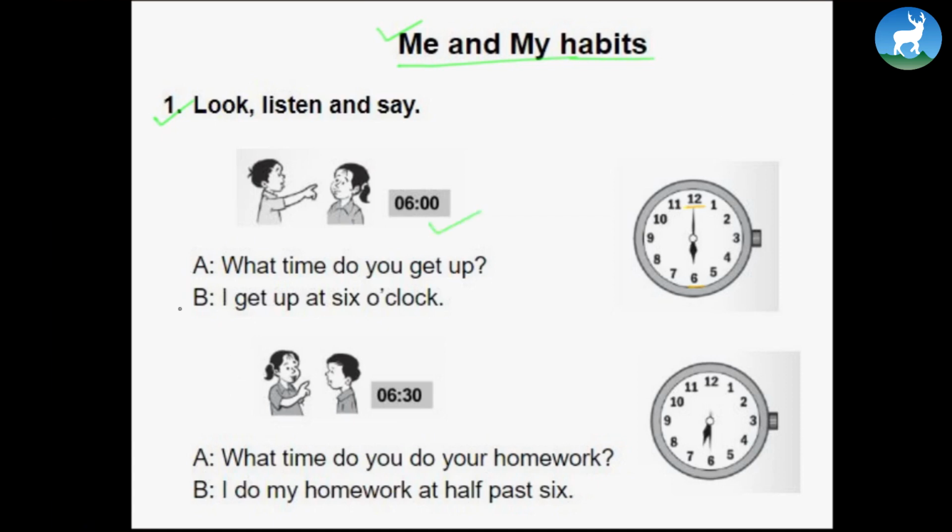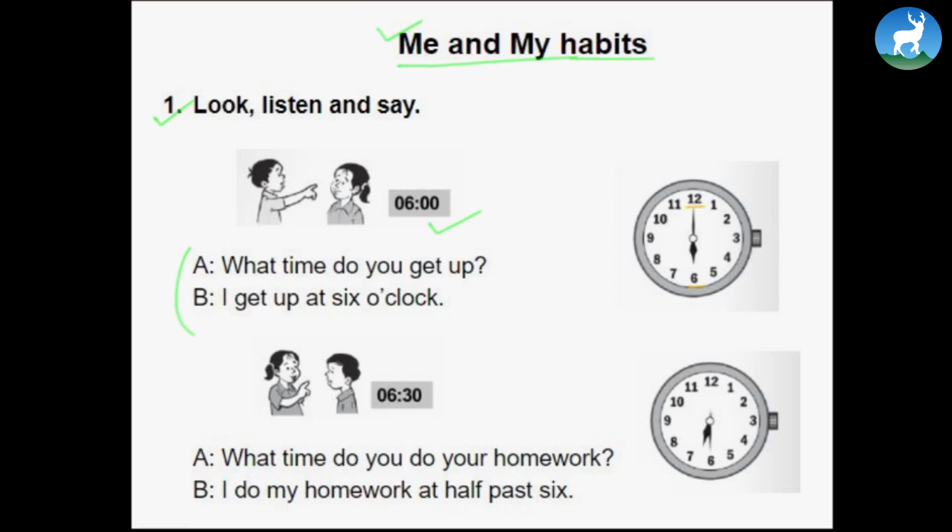And the question is, what time do you get up? You can reply to that, respond to that as, I get up at 6 o'clock. Okay, repeat after me, please. Let's try this. Let's practice. What time do you get up? I get up at 6 o'clock. Let's do it one more time. What time do you get up? I get up at 6 o'clock.